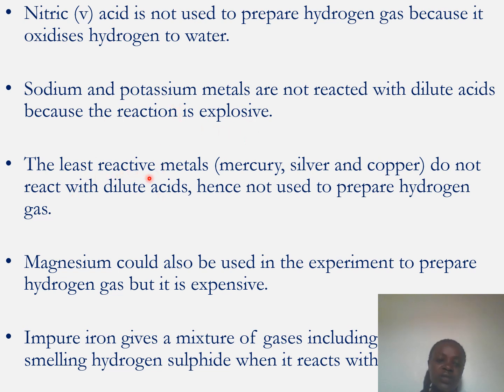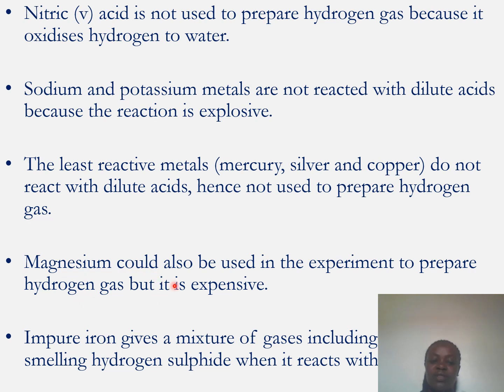Again, the least reactive metals, for example, mercury, silver, and copper, are also not used because the reaction cannot produce hydrogen gas. They do not produce hydrogen gas. They are very least reactive.